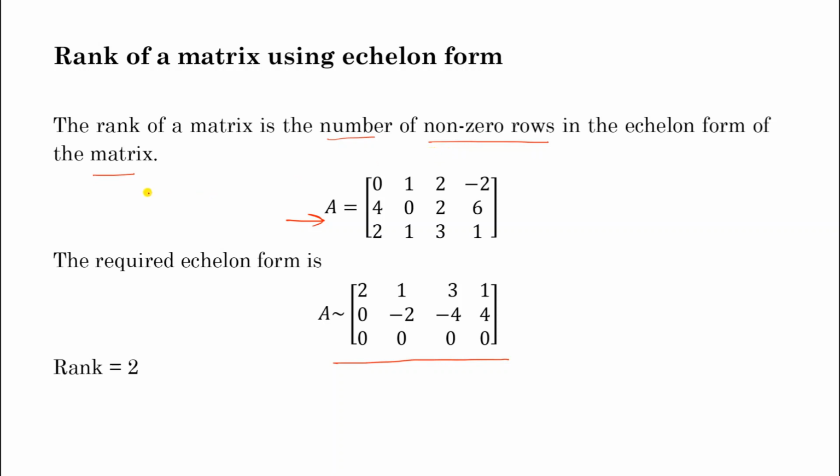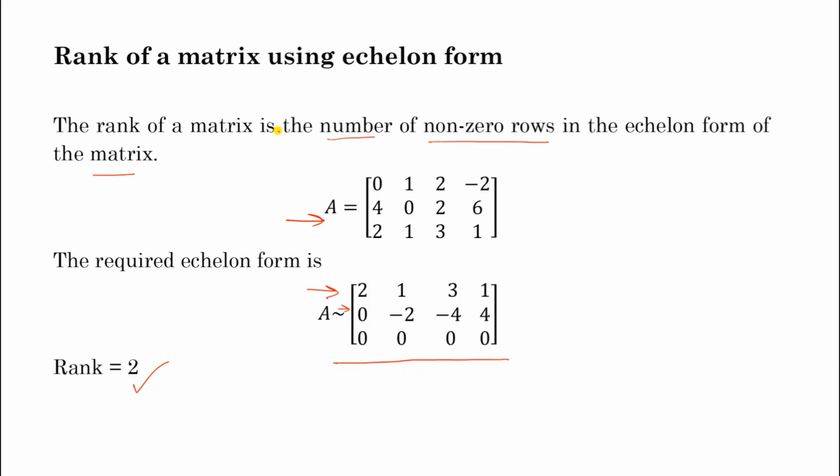Now the number of non-zero rows: this first row is a non-zero row. Similarly, this second row is a non-zero row, but the last one is a 0 row. So the number of non-zero rows equals 2. That's why its rank equals 2. In this way, you can calculate the rank.